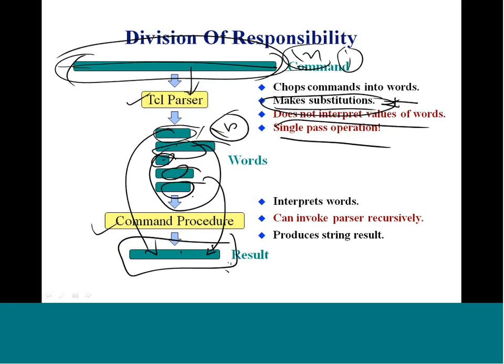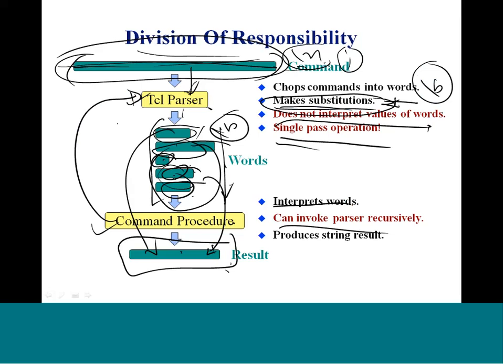Now let's look at how this entire process works. Once again, to recap, there is a division of responsibility inside Tcl. The parser, once it gets the command, which is separated by the new line or the semicolon, separates the whole command into multiple words. This chopping is based on just the blank space, and it also makes some substitutions, which we will see. It does not interpret the value of the words, and it is a single pass operation. Then once it chops up the words, it sends them to the command procedure, which interprets the words. It can invoke the parser recursively, meaning if you have something that's another command, it can go back to the Tcl parser and expand that. And finally, it produces a string result, which is shown here as another string.